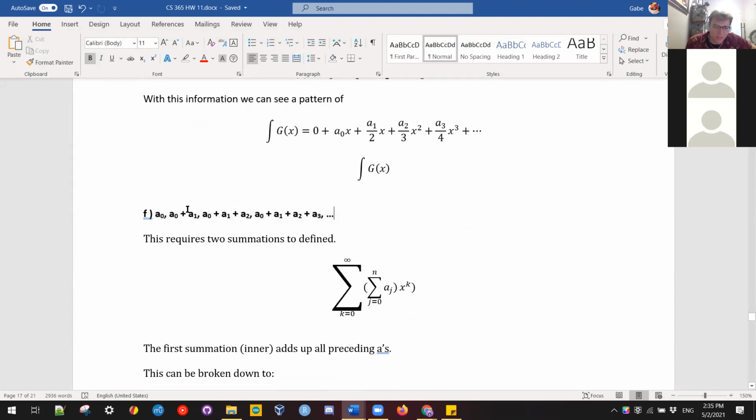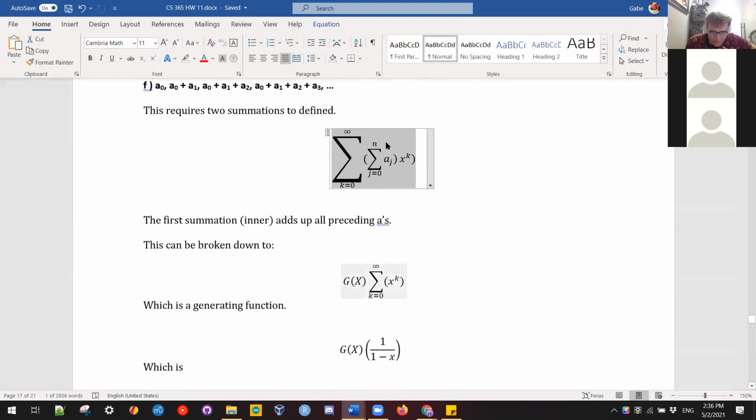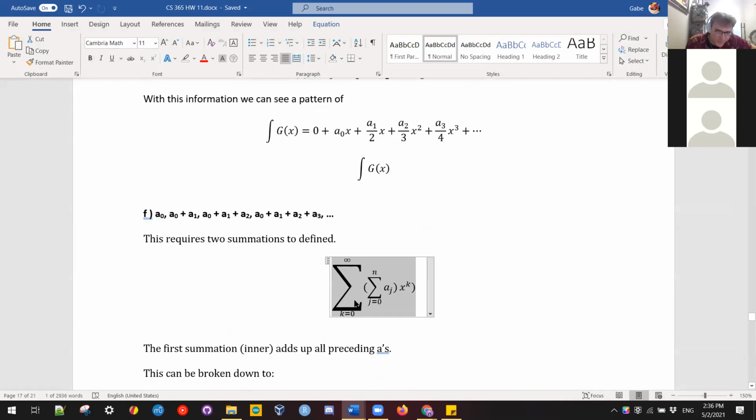Okay, so for this one, it's just the addition of every previous one. I know this looks scary, but it makes sense to me. Once again, I looked this one up, but then I stopped here and just kept going. So this means we take the inner summation first. We could add this up: A1 plus A2 plus A3 plus A4, and so on. And then we're throwing the X in there.